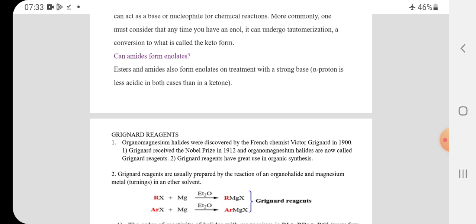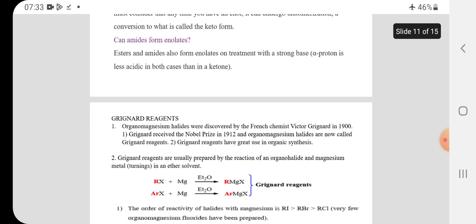Can amides form enolates? Esters and amides also form enolates on treatment with a strong base. Because we use a strong base, the alpha proton is less acidic in both cases than in a ketone.